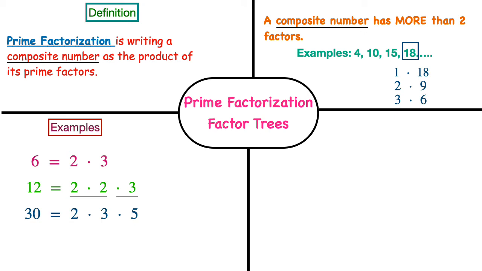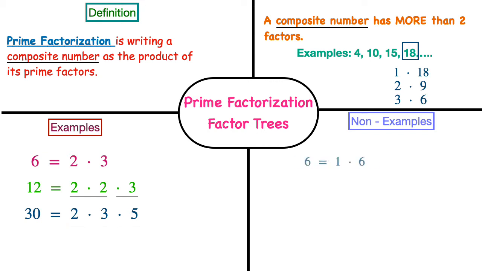30. 30 also has 3 prime factors. It would be 2 times 3 times 5. And when I multiply those together, I will get 30. So 2 times 3 is 6, and 6 times 5 is 30. So now let's take a look at some non-examples of these same numbers, 6, 12, and 30, written in a way that is not in prime factorization form.